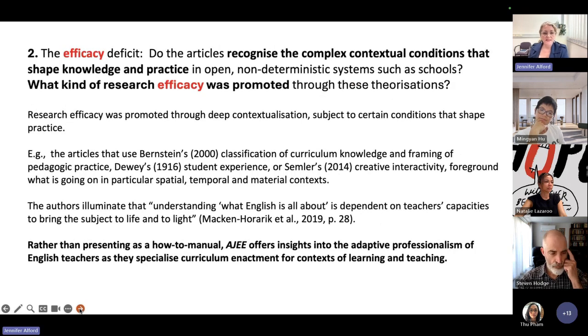In terms of the efficacy deficit, the question was, do the articles recognise the complex contextual conditions that shape knowledge and practice in non-deterministic systems such as schools? We suggest that the research we looked at in the 139 papers was in fact promoting deep contextualisation, subject of course to certain conditions that shape practice.